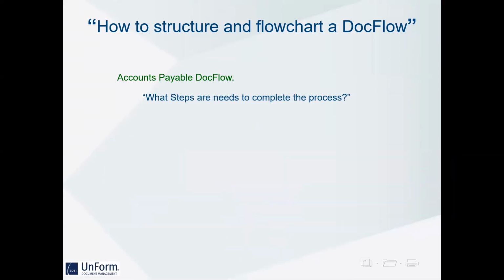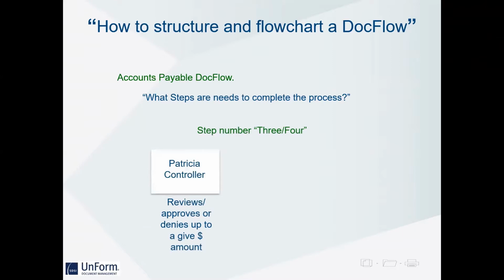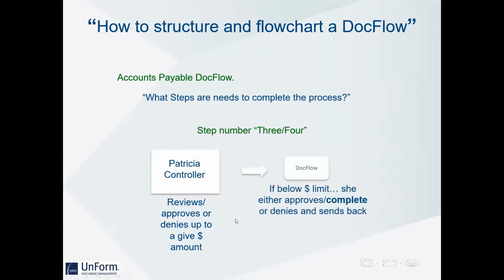The next step, in some cases we have step 3, step 4. The controller, she and anybody along the way, gets an email notification that they have work to do. So she gets an email and she's told that there are documents that she has to approve. She can approve or deny them up to that $2,500 limit she has. And if she's below the limit, she approves it. It becomes a completed packet.